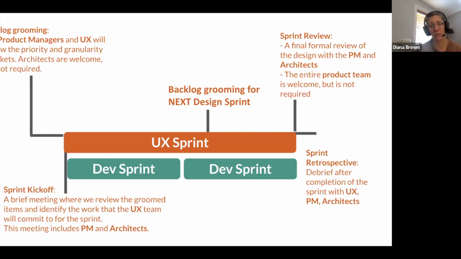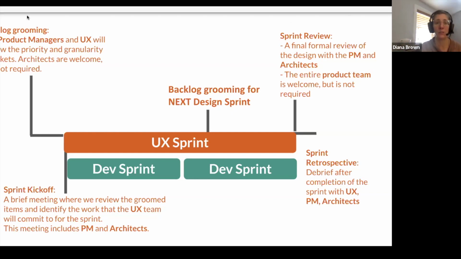We indicated where we would kick off our sprint, and then we indicated when we would start grooming for the next sprint. So right after development wrapped up their sprint, a little bit after that, we would start grooming for the next design sprint. And that way, anything that had gone on in the dev sprint could influence what we did or didn't prioritize based on what they got to or didn't get to. And then we also documented that we're going to review the sprint.